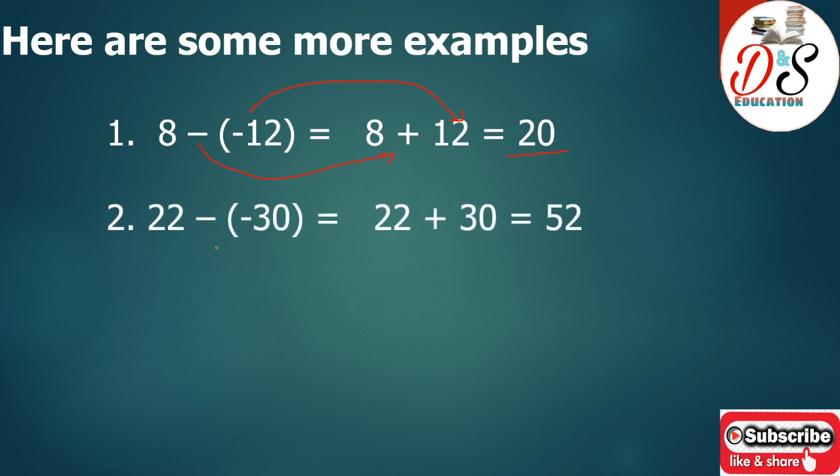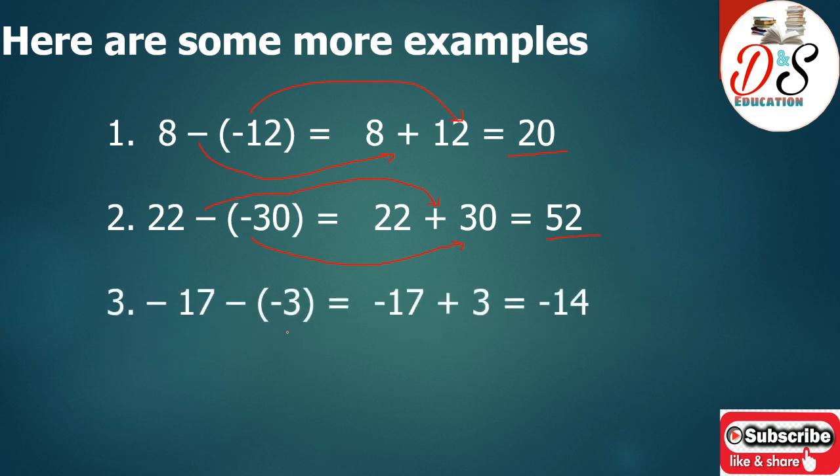Next, again we have to find the additive inverse of this minus 30. So the additive inverse of minus 30 is plus 30, and this negative sign is changed to a positive sign. Now 12 plus 30 is 52. Both are positive integers, so we are adding them.